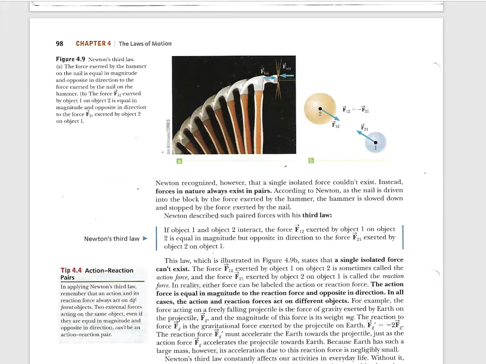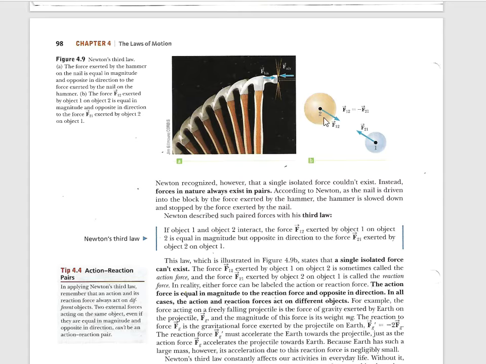In its more complete and accurate statement, if object 1 and object 2 interact, the force F12 exerted by object 1 on object 2 is equal in magnitude but opposite in direction to the force F21 exerted by object 2 on object 1. So, for example, in this diagram we have a force from a hammer pushing the nail, but we also have an equal and opposite force from the nail pushing on the hammer.